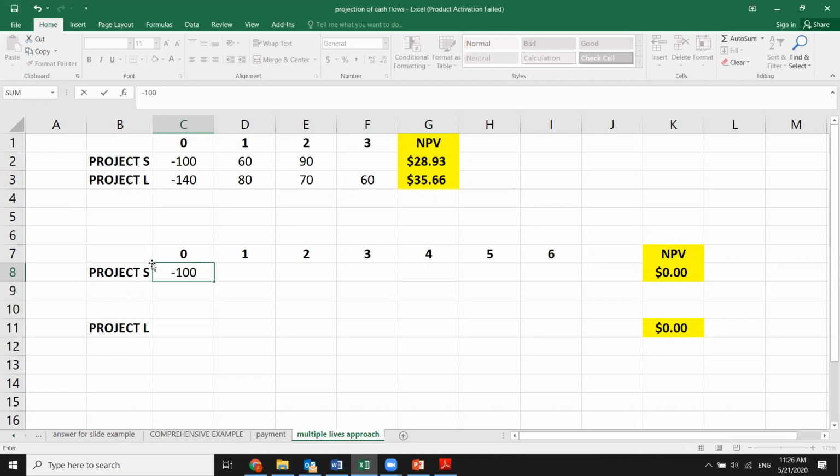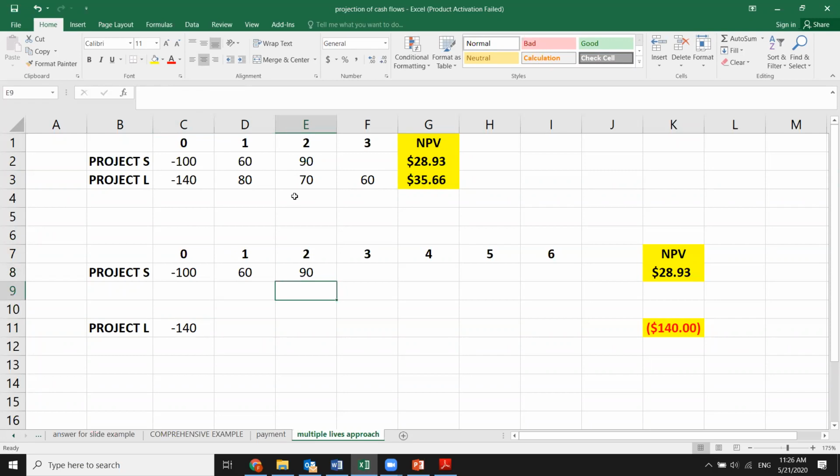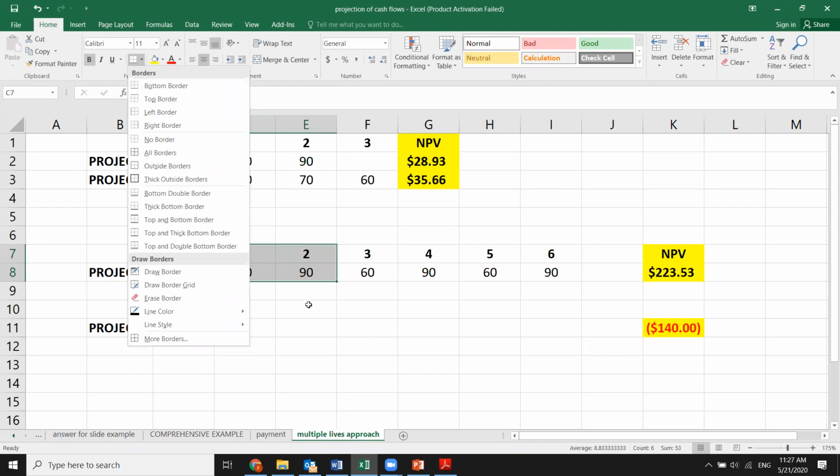So we actually put here minus 100. This is our investment cost, minus 140. Then we proceed with the equal amount, 60, 90 for this. So this repeated once, okay? Then we proceed again, 60, 90, 60, and 90. Okay? So we repeated 3 times. This is the first repetition, okay? We repeated once. Then second time.